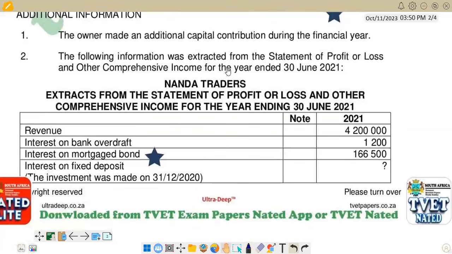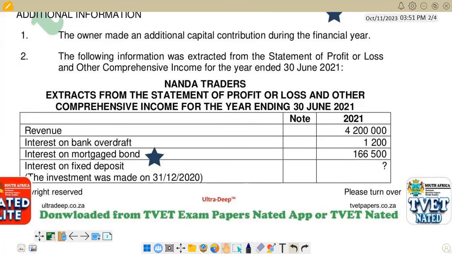Right. So on that one, where we've got the extract from the statement of profit or loss and other comprehensive income for the year ending 30 June 2021, we have an interest on overdraft, which is 1,200. We also have an interest on mortgage bond of 166,500. Then the interest on a fixed deposit is not given.